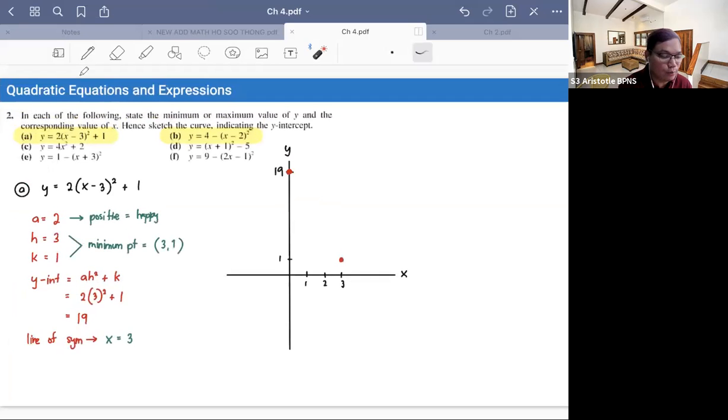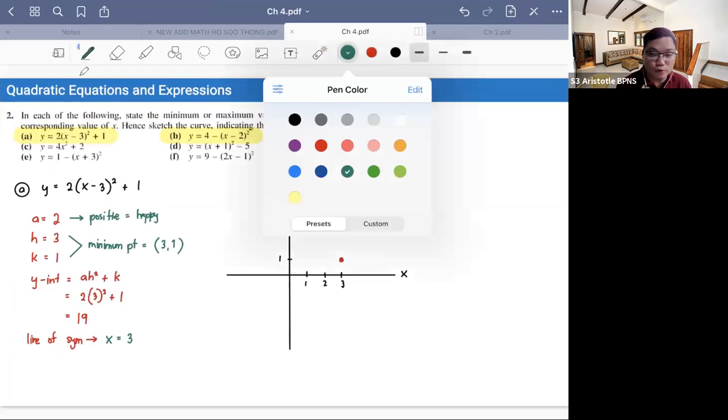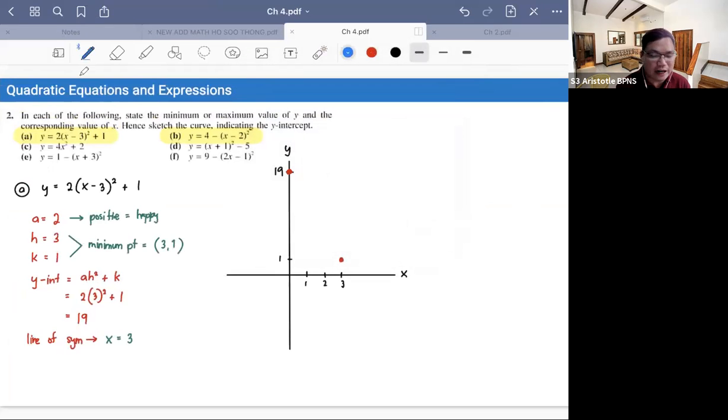Now, to help you draw the curve smoothly or properly, try to draw the line of symmetry. The line of symmetry is always a vertical line. So let me draw the line of symmetry. So this is the line of symmetry. This is where x is equal to 3.